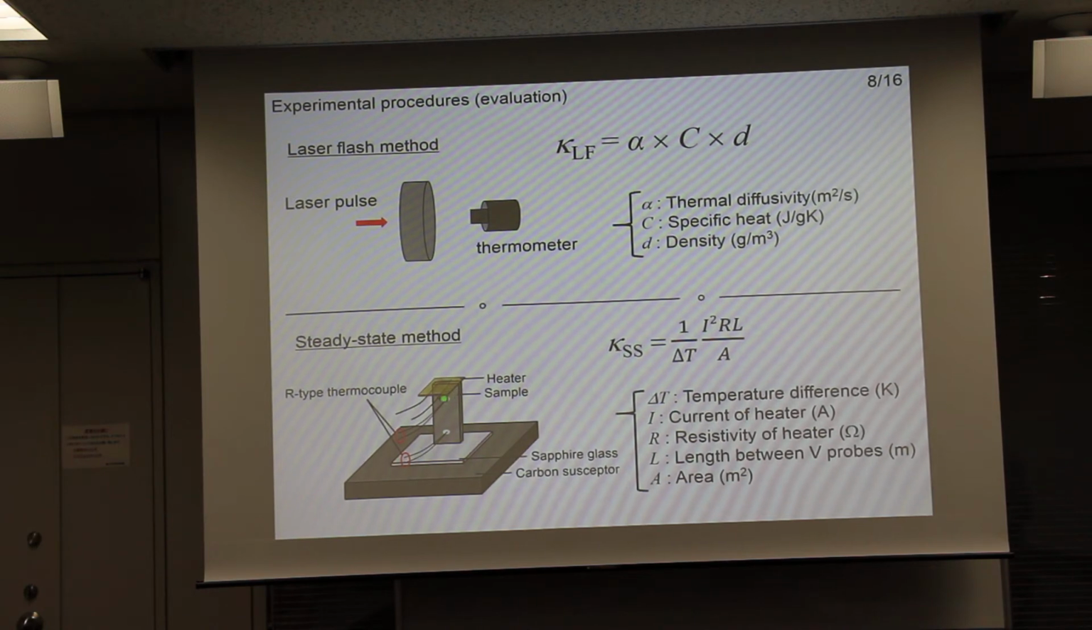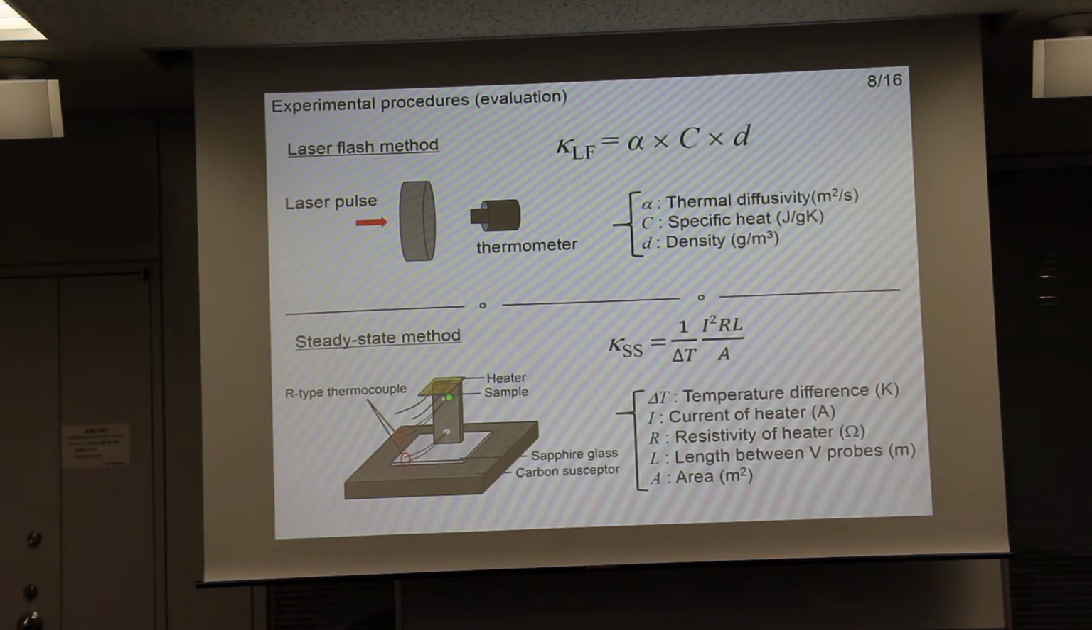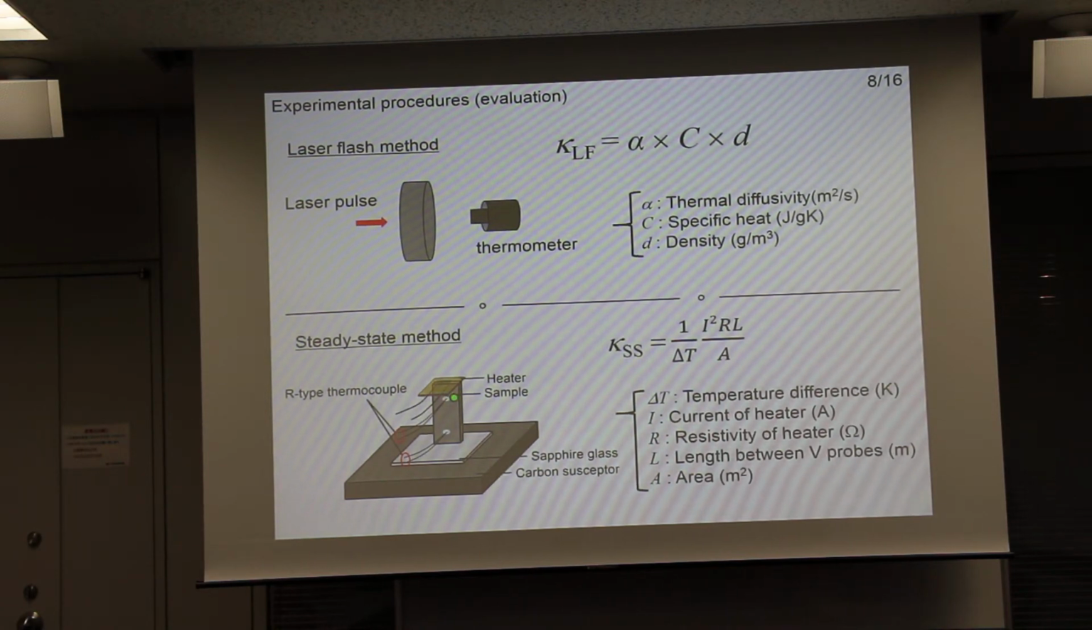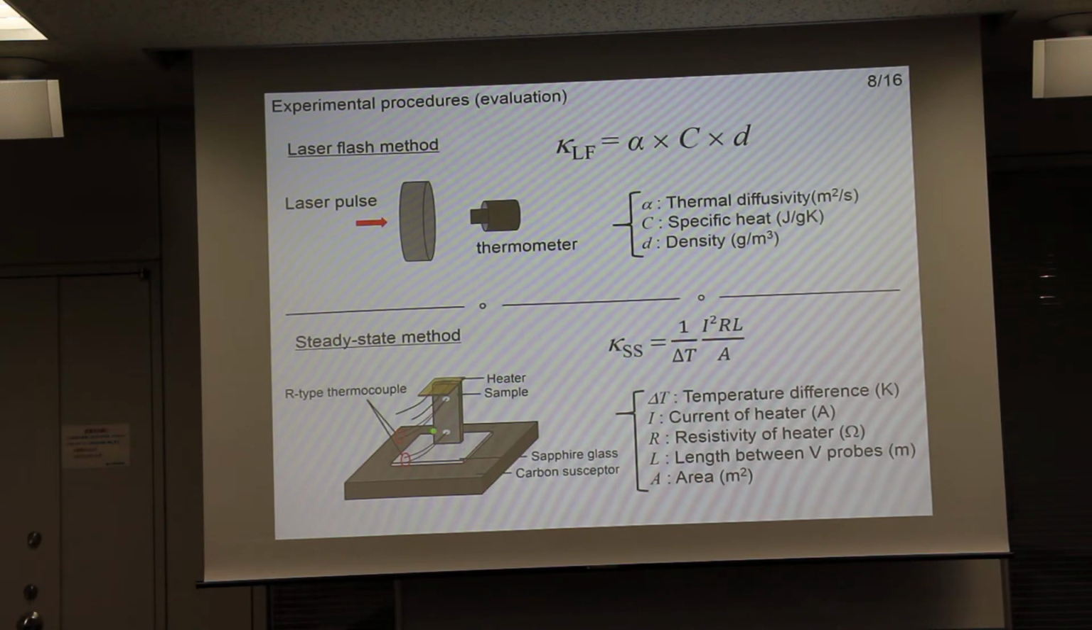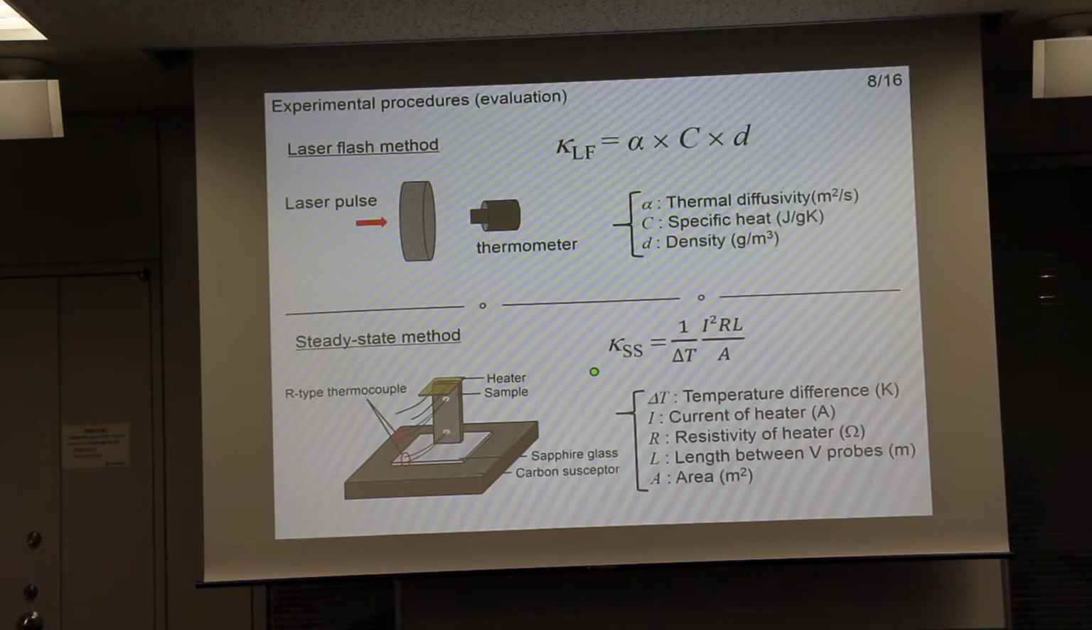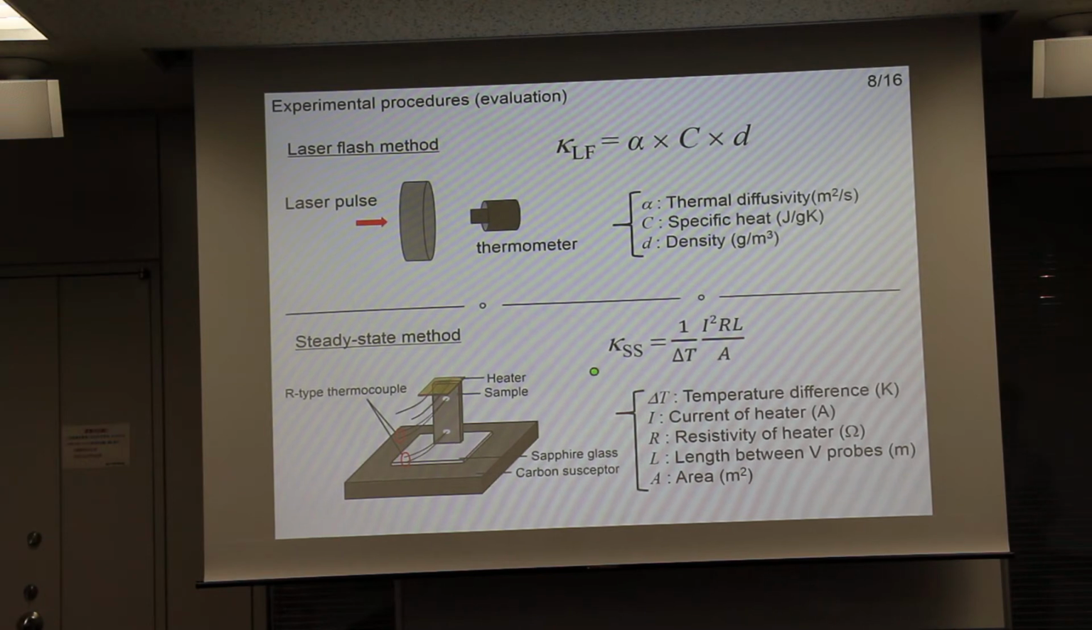this is the setup of the measurement by the steady-state method. You put samples on the insulating sapphire glass, and on the top you put a heater. Using the heater, you give temperature differences between the higher and lower regions. You see the delta T by 2 thermocouples, and you get kappa SS. SS means steady state. Next I will explain the results.